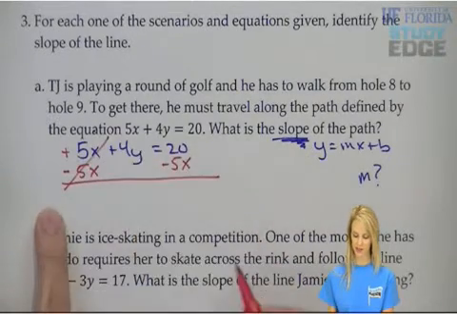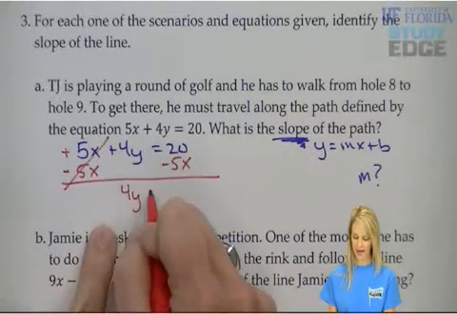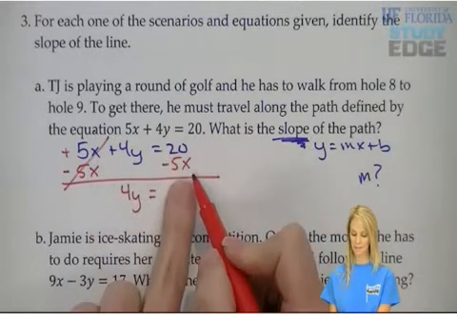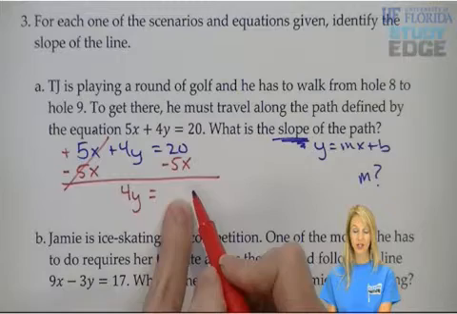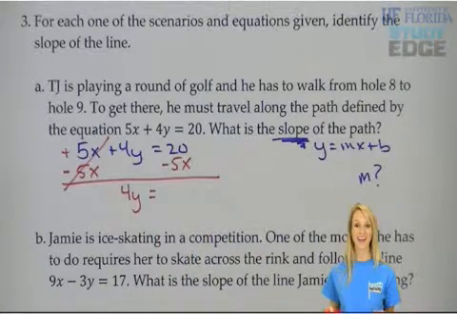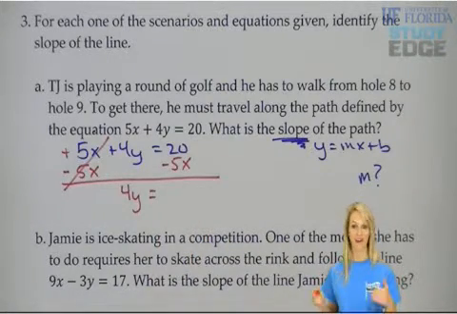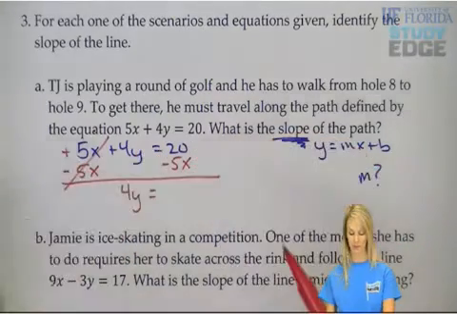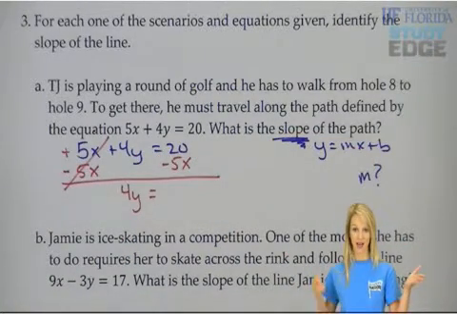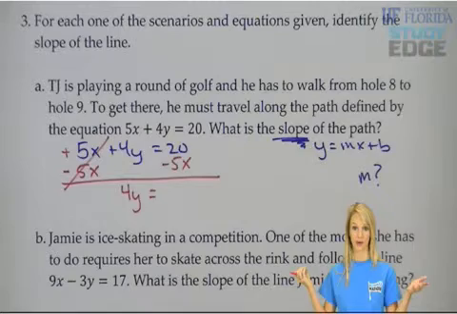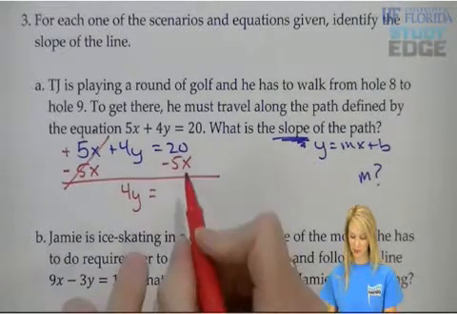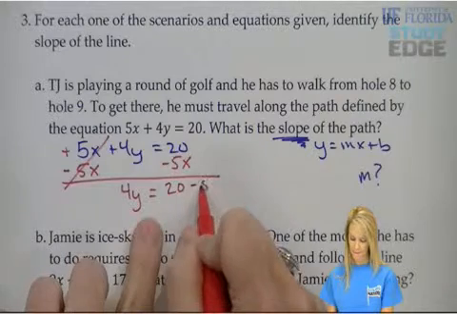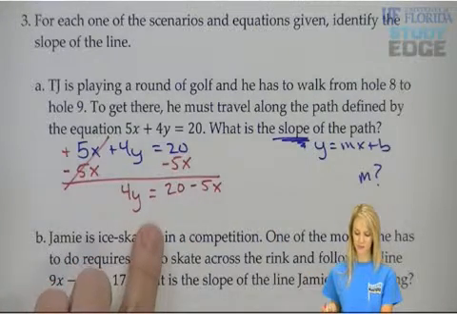5x minus 5x, that cancels out. We get 4y equals 20 minus 5x. Is that 15x? No. Remember, you cannot combine terms that are not alike. You can only combine like terms. 20 is a number. Negative 5x has a variable attached to it. Can those be combined? No, they can't. So you've got to write them separately. This is 20 minus 5x.